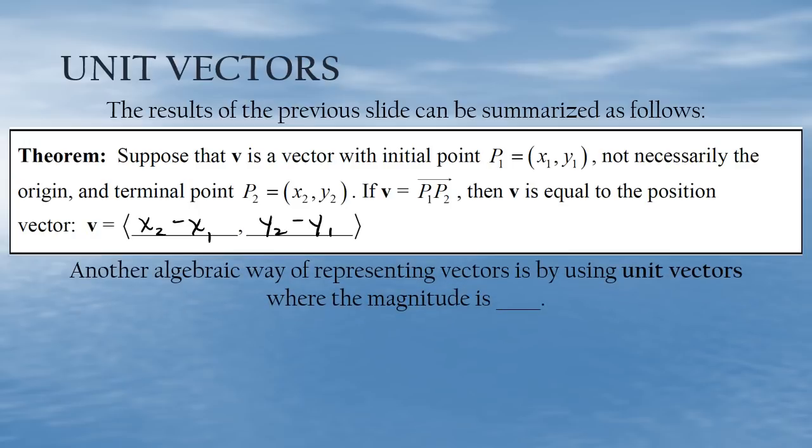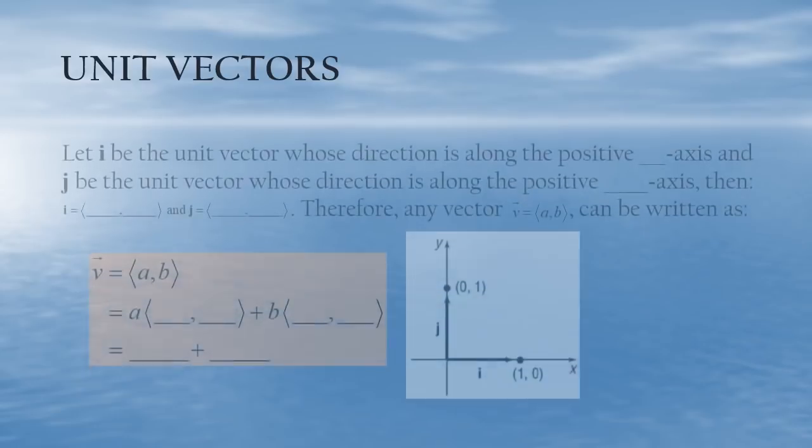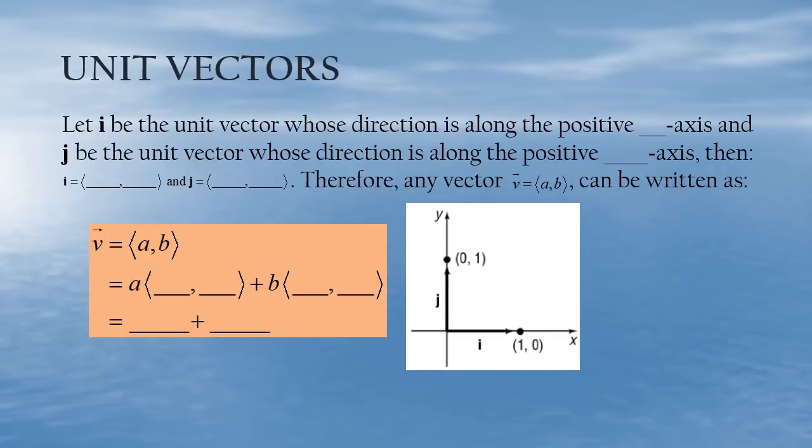Now another algebraic way of representing vectors is by using what we call a unit vector. And in a unit vector, we say that it has a magnitude of 1. And our definition is a vector u for which the magnitude is equal to 1 is called a unit vector. Using unit vectors, we can come up with another way of writing vectors. Let vector i be the unit vector whose direction is along the positive x-axis.